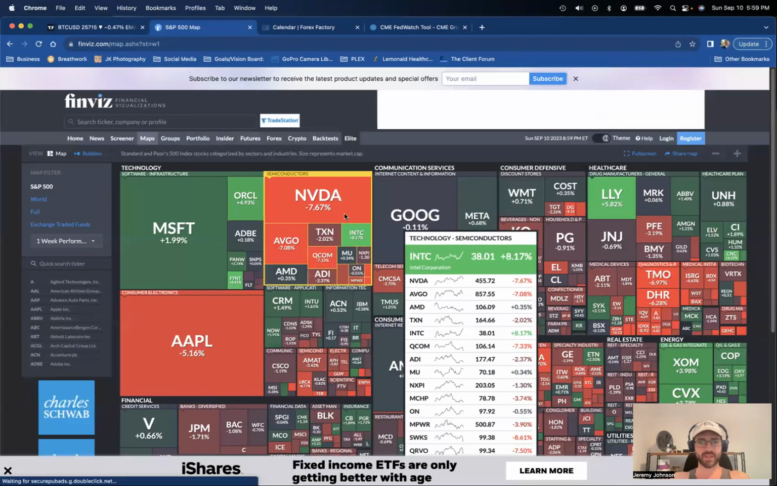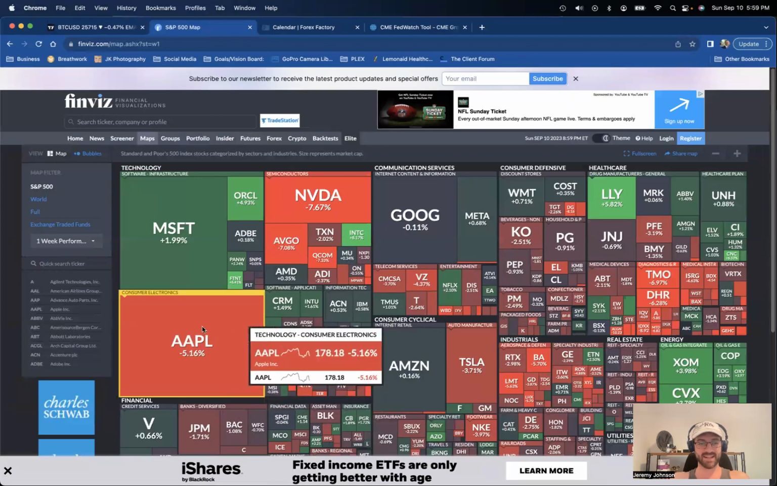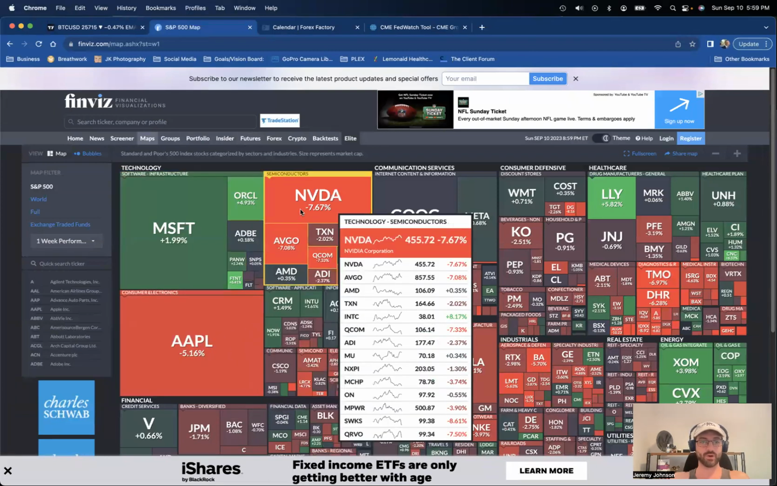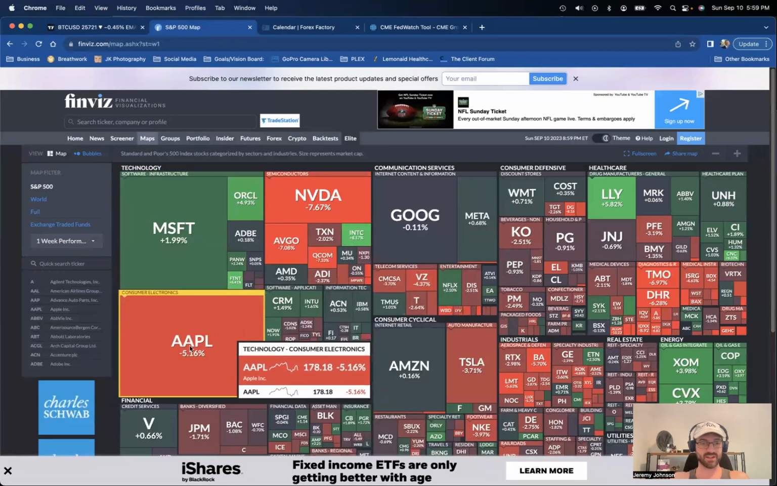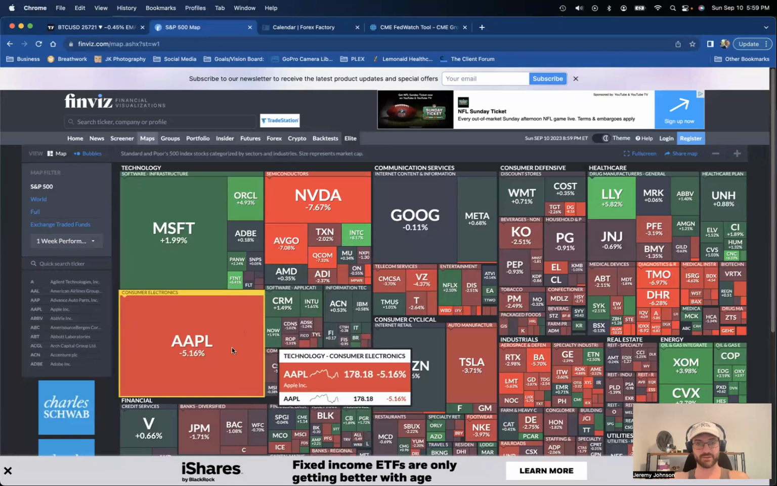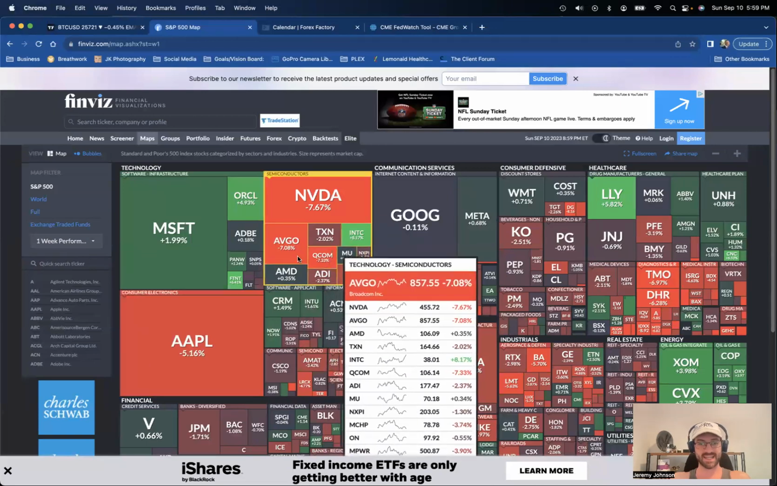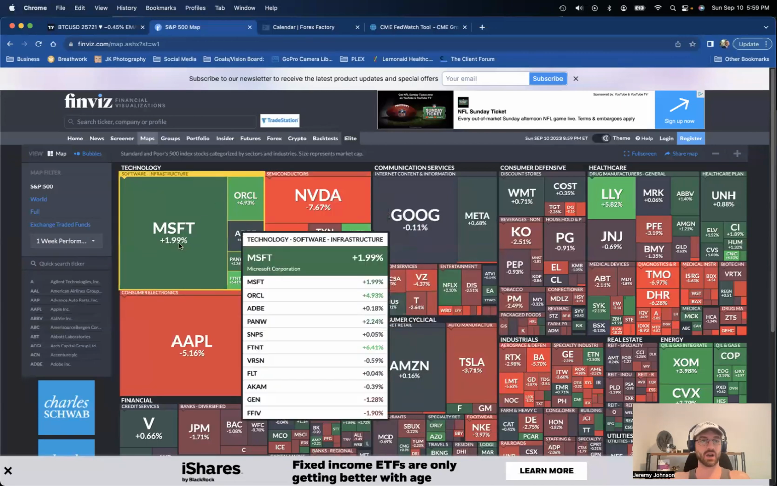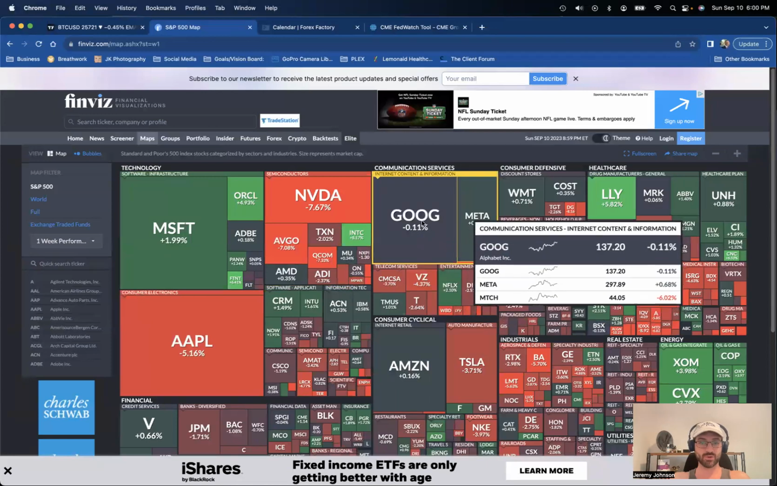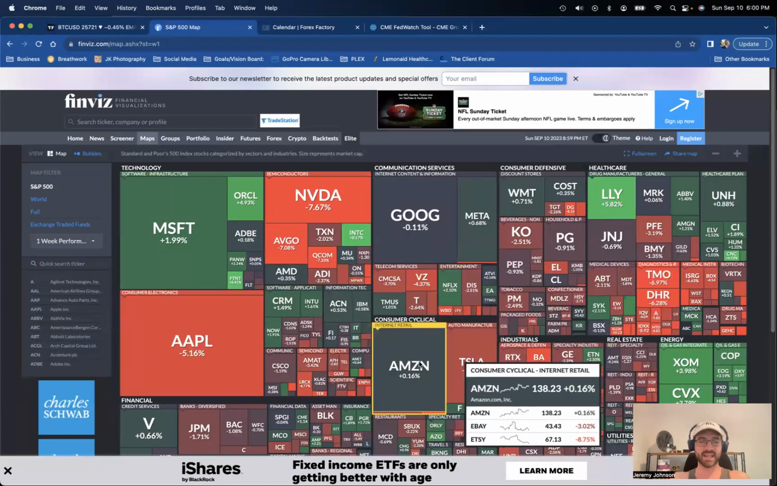Going out to our heat map, you can see the impact that Apple had on the market, and that bled over to semiconductors, because obviously if they're making less phones and less demand for phones, there's not as much need for semiconductors. So these two traded in tandem on that negative news. Microsoft did hold up a little bit. Google, slight loss, but not bad. Amazon held up, not really too much to say on that.